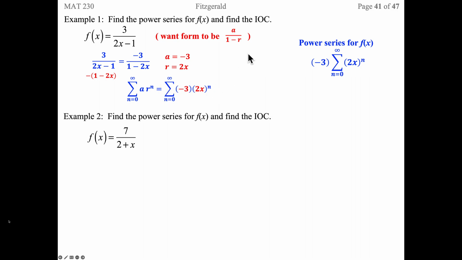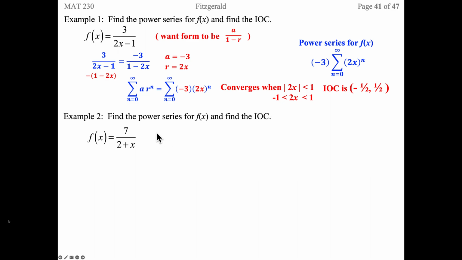Now, what is my interval of convergence? Well, r being 2x, the absolute value of r is less than 1. So again, if you drop the absolute value bars, we have to go as low as -1, and 2x has to be somewhere between -1 and 1. Well, let's divide both sides by 2. So my interval of convergence is -1/2 to 1/2.